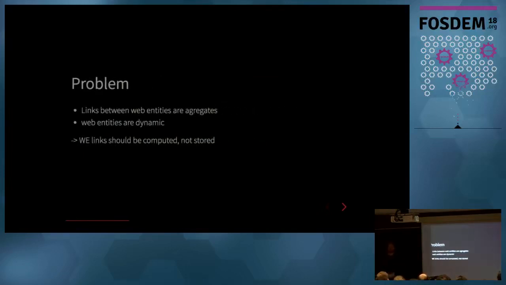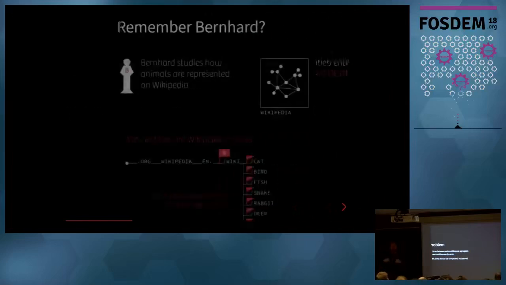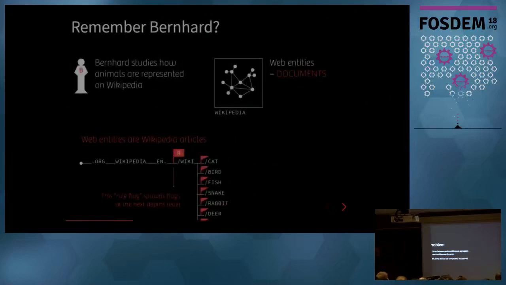But the problem is not only the web entities are dynamic, as Mathieu explained, because users want to put flags at different places at some moments, but moreover, because of that, links are aggregated because we have links between pages, and so links between web entities are all the links between the prefixes of a web entity that are aggregated together. And so, as Mathieu said, we cannot just store them. We have to compute them regularly when things are changing.